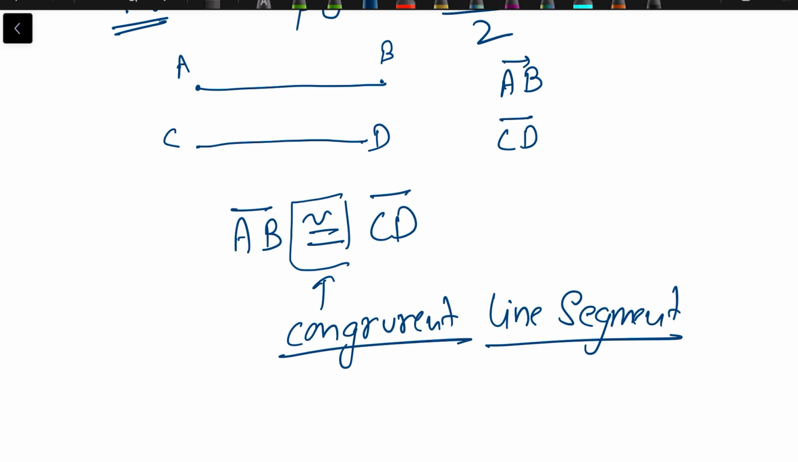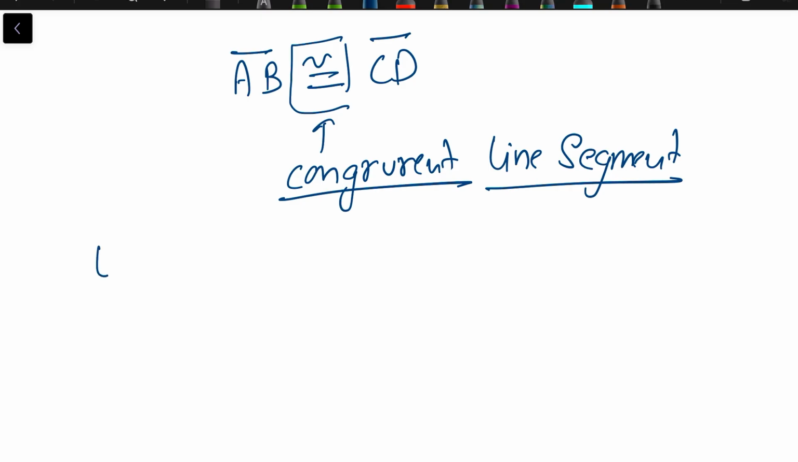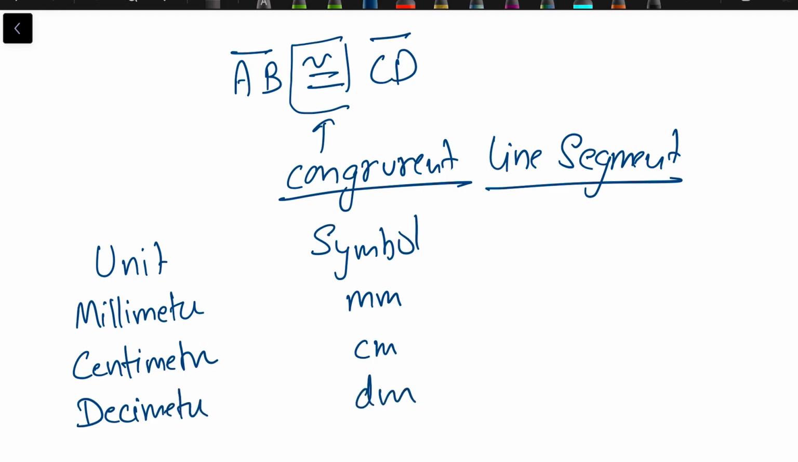Now we will come to the units and the symbols. What will be the unit of a line? I am writing here the unit, its symbol, and the relationship. First we'll understand the units. We will write millimeter, represented by mm. Then centimeter, represented by cm. Decimeter, represented by dm.